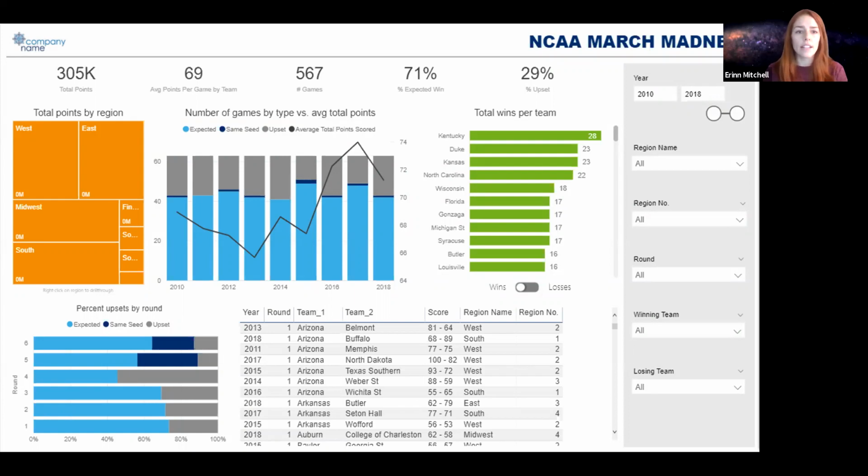So then we have the KPIs. We talked about reducing precision of numbers, and you can see that that's done here. For example, the total points, instead of reading out the full number, which likely won't stick, it's rounded to 305,000 points.